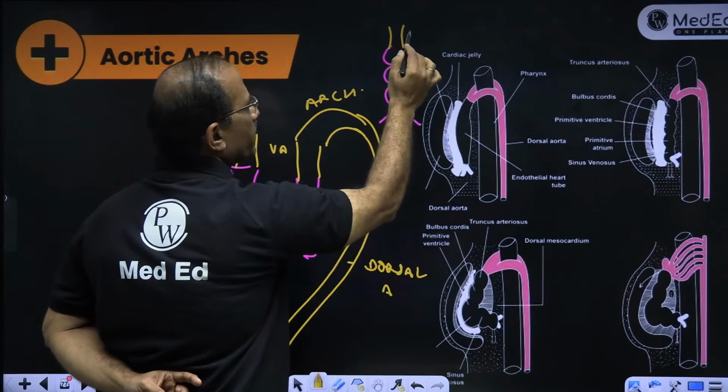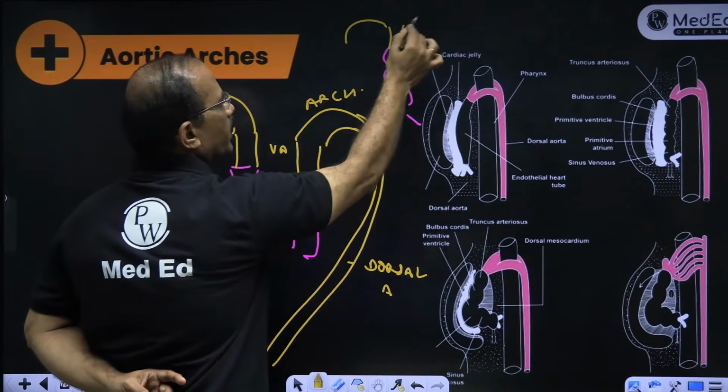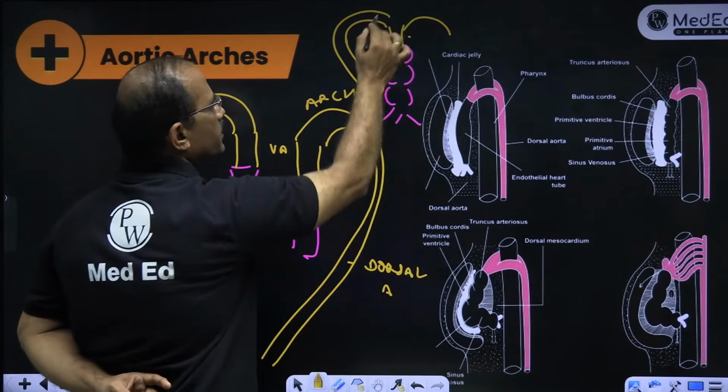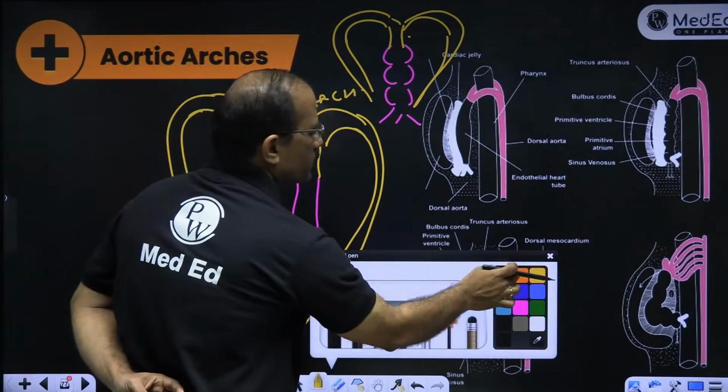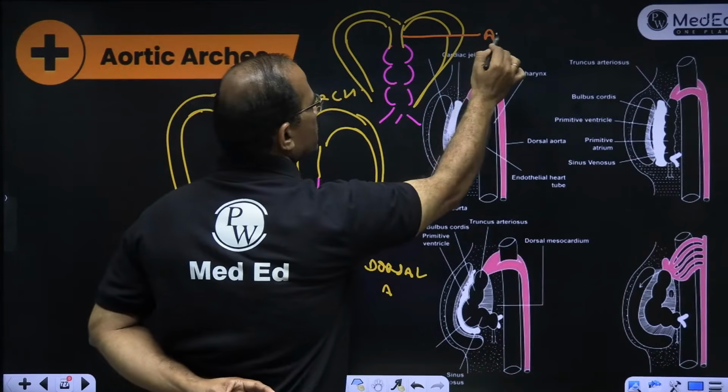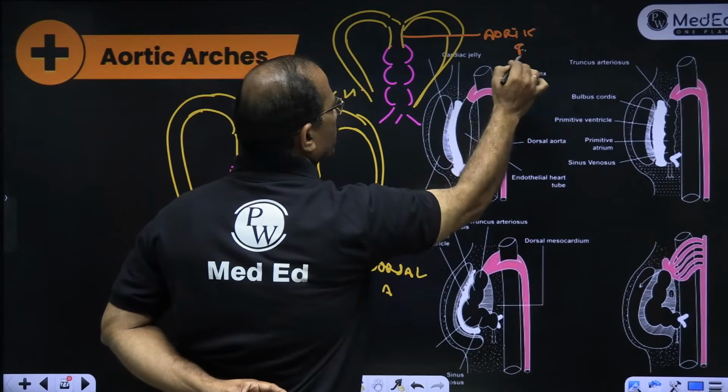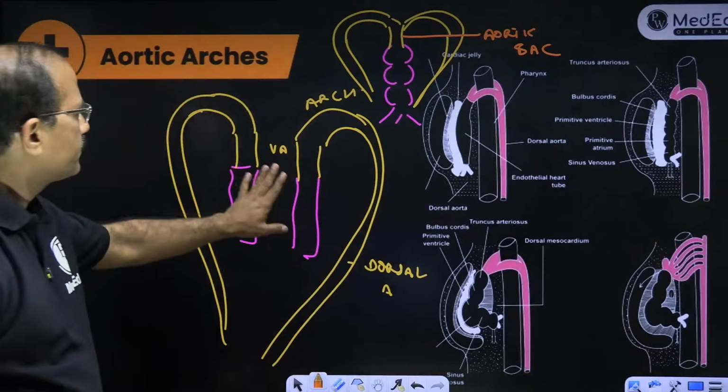दिस इज नोन एज द एओर्टिक सैक. These are the 2 arches and this is the dorsal aorta. ये dorsal aorta है. What is this known as? Aortic sac. बच्चों समझ में आ रहे हैं?